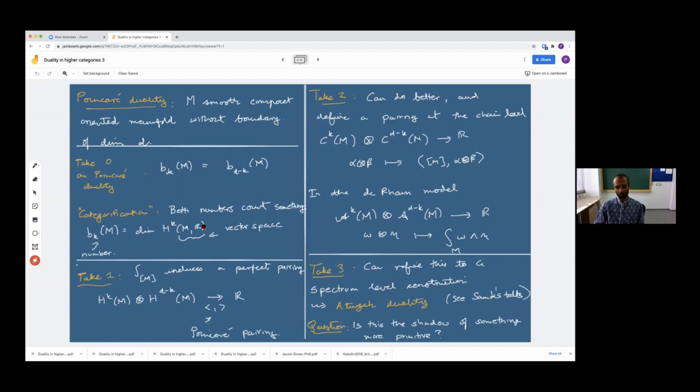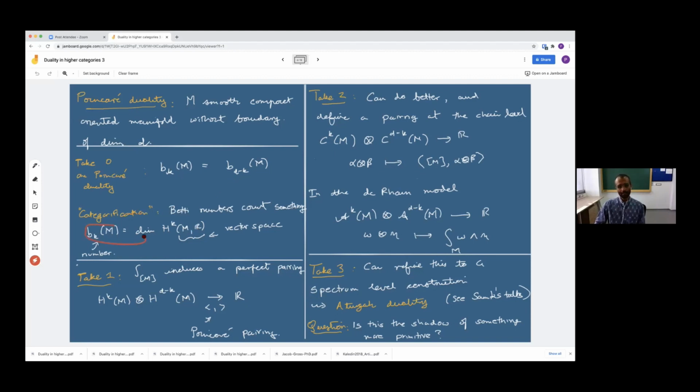Okay, so I'm choosing to work with cohomology and real coefficients. That's just for simplicity. I mean, you can do all this in much more generality, as I'll mention later. I can replace R by any sheaf, any locally constant sheaf and so on. That's not central to my point.